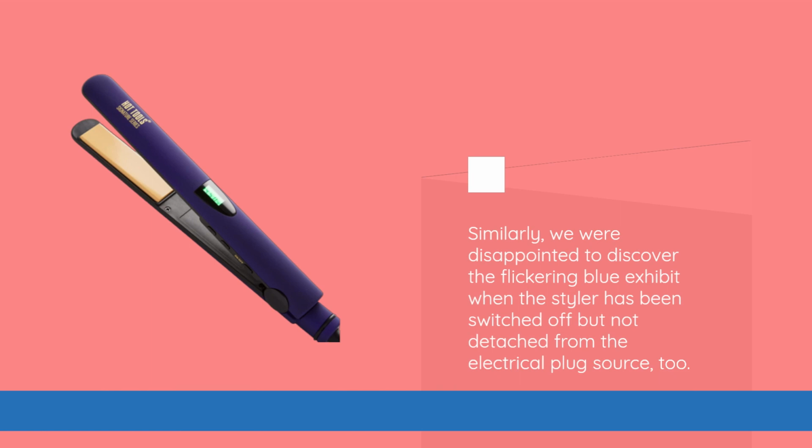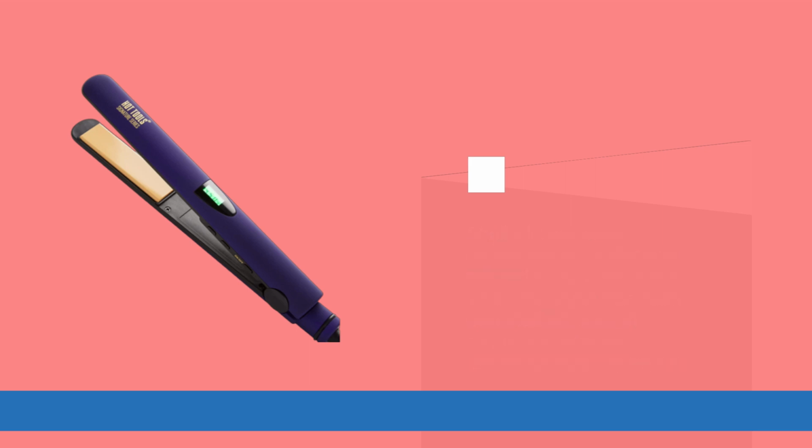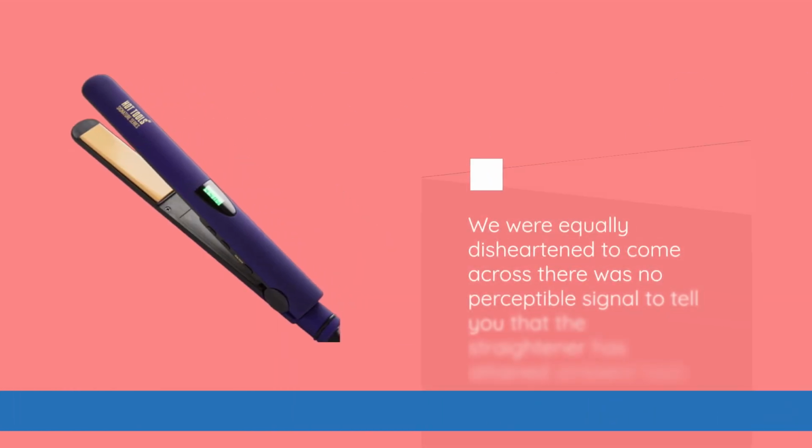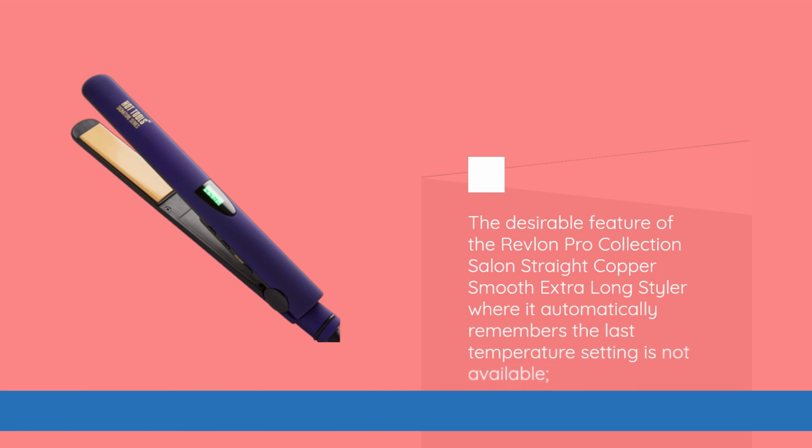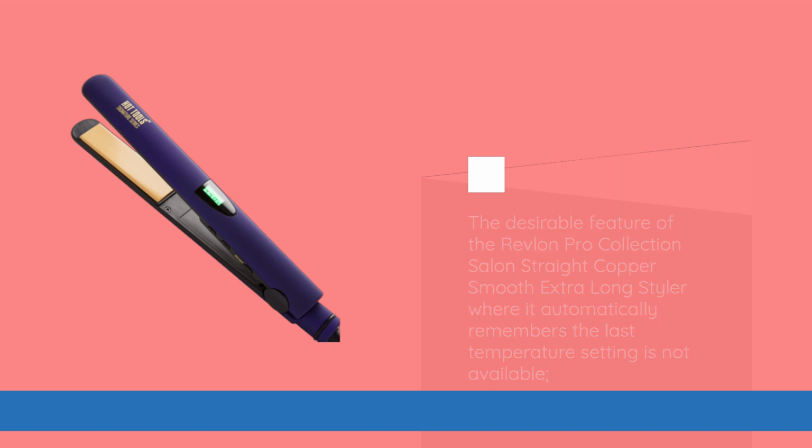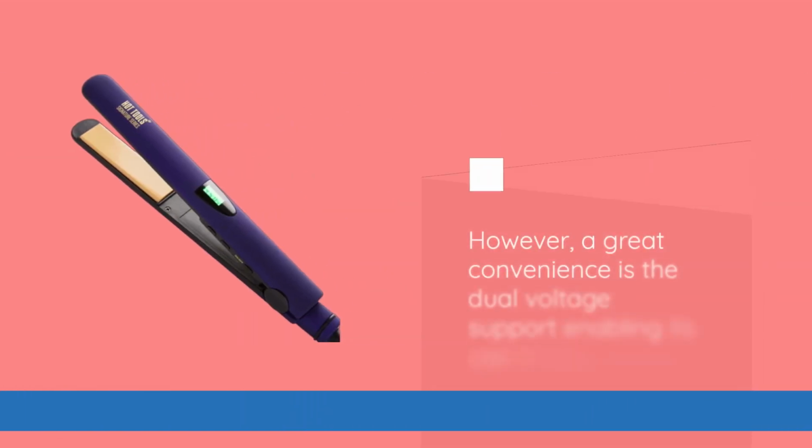Similarly, we were disappointed to discover the flickering blue display when the styler has been switched off but not unplugged from the electrical source. We were equally disheartened to find there was no perceptible signal to tell you that the straightener has reached ambient heat. The desirable feature of the Revlon Pro Collection Salon Straight Copper Smooth Extra Long Styler, where it automatically remembers the last temperature setting, is not available. However, a great convenience is the dual voltage support enabling its use in any country.